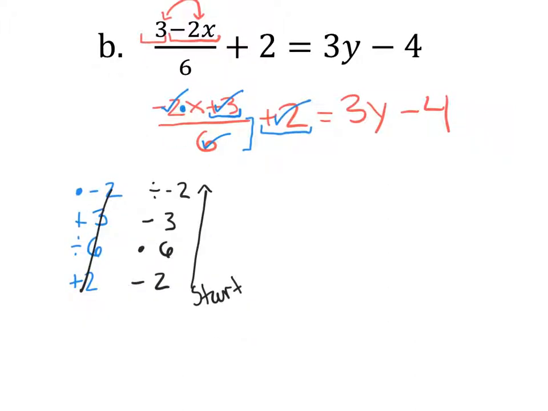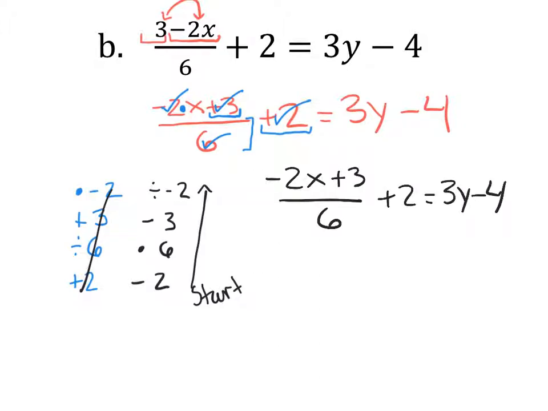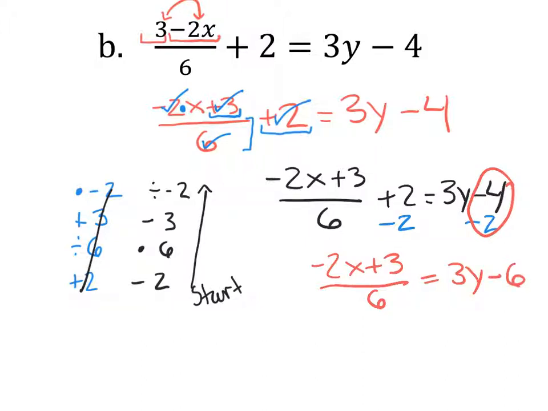Okay, I'll rewrite it since I made it all messy. So the very first thing we do is subtract 2. And do we have any like terms we can combine that minus 2 with? Yes, there's that minus 4. So we'll be left with 2x plus 3 over 6 equals 3y minus 6. Negative 4 minus 2.